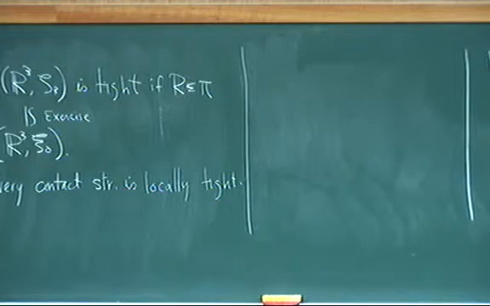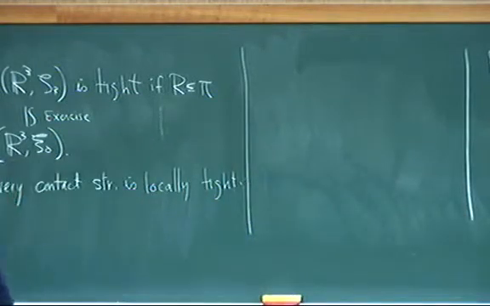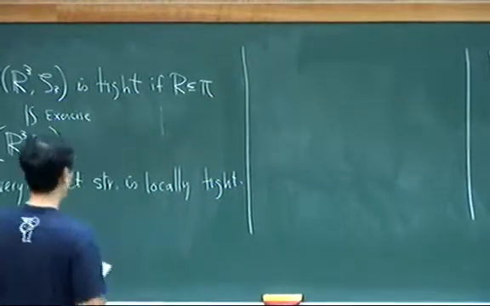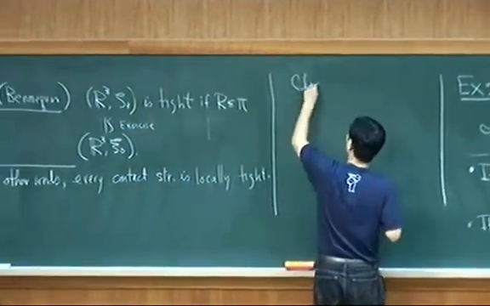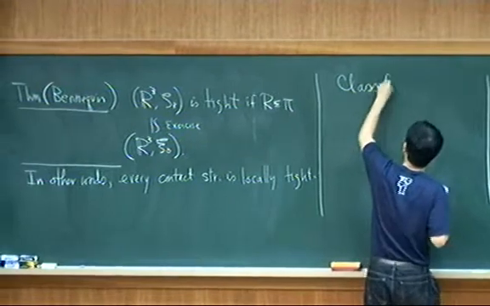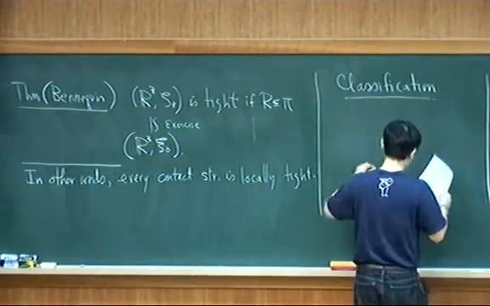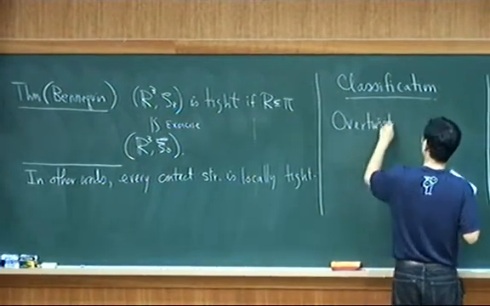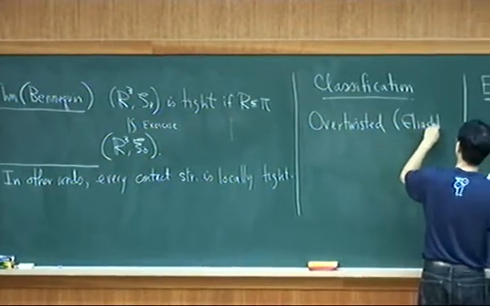And the really amazing theorem, these days we know what the answer is, but in those days it was an incredible breakthrough, which is Eliashberg's theorem. We'll say a little bit about classification: the over-twisted classification by Eliashberg in the late 80s.